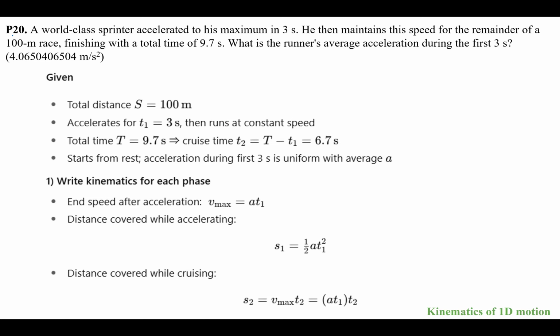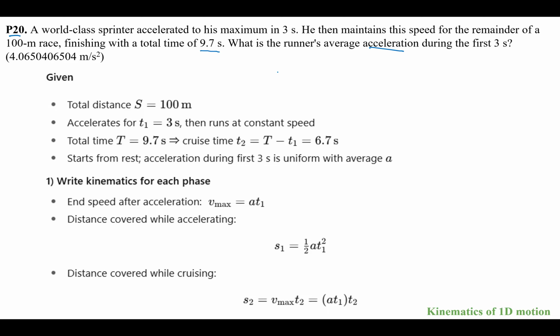So problem 20: a world-class sprinter accelerates to his maximum speed in 3 seconds. He then maintains this speed for the remainder of a 100-meter race, finishing with a total time of 9.7 seconds. What is the runner's average acceleration during the first 3 seconds?